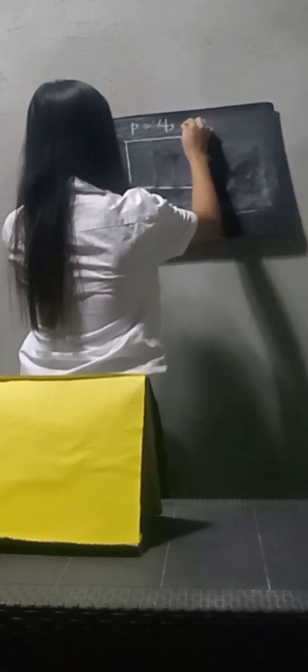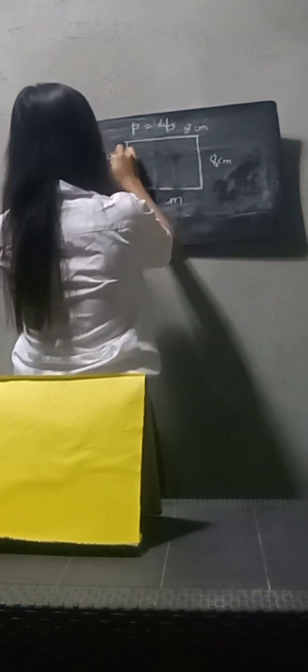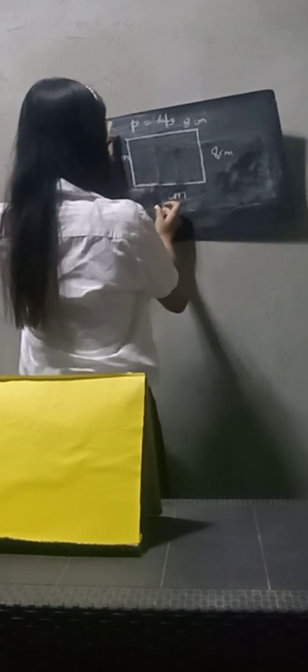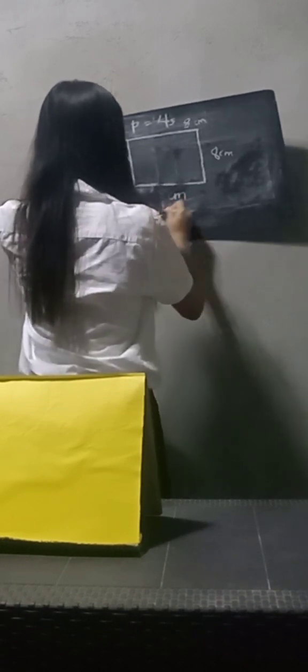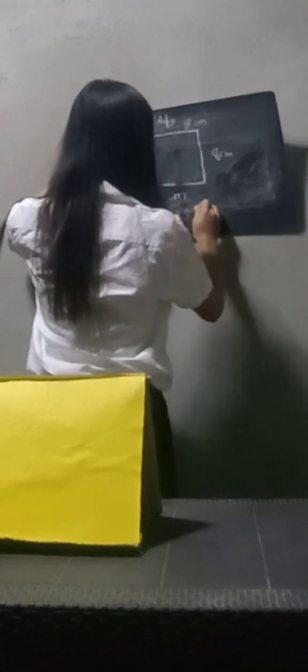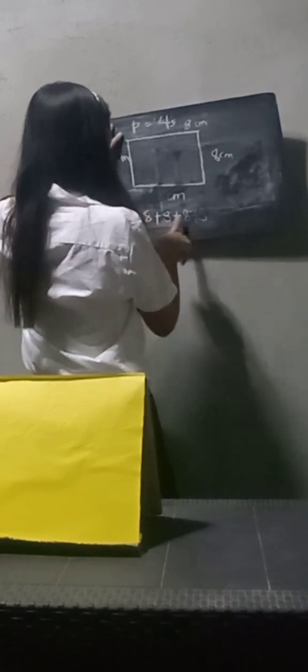For the square, let's see. Eight. We need to add these four sides. So 8 plus 8 plus 8 plus 8. 8 plus 8 is 16, 16 plus 8 is 24, 24 plus 8 is 32.